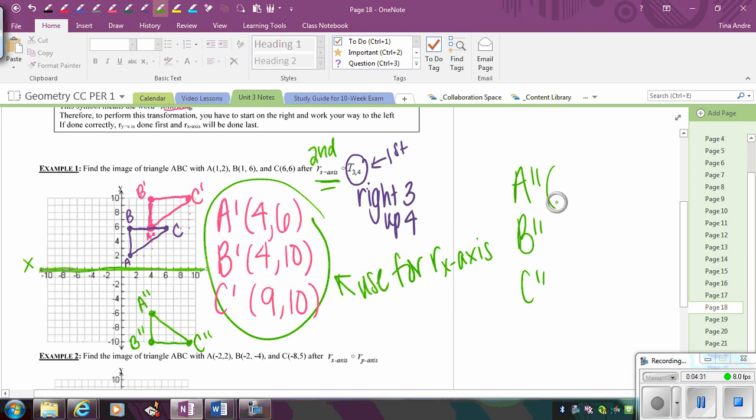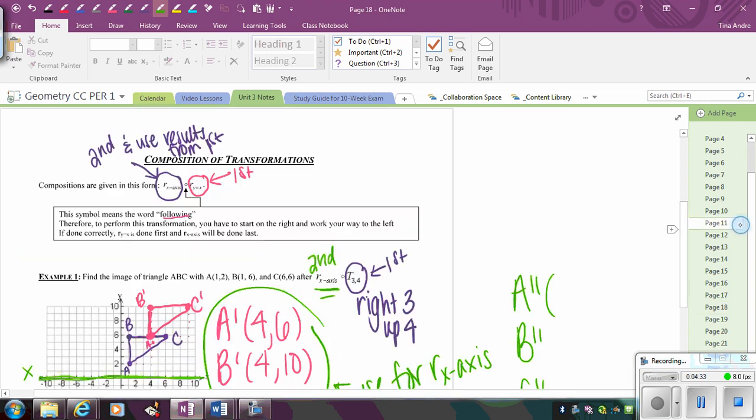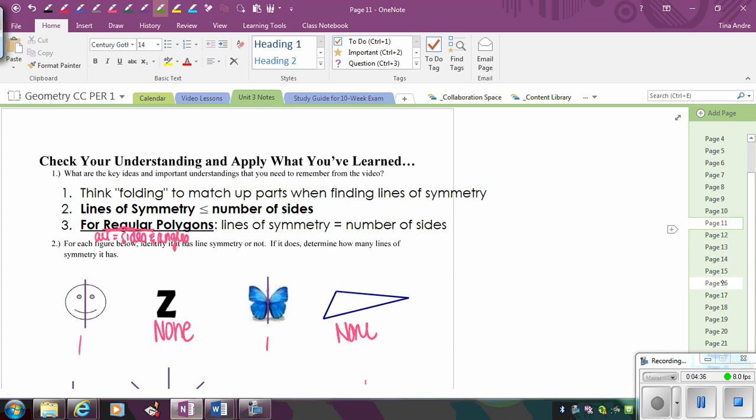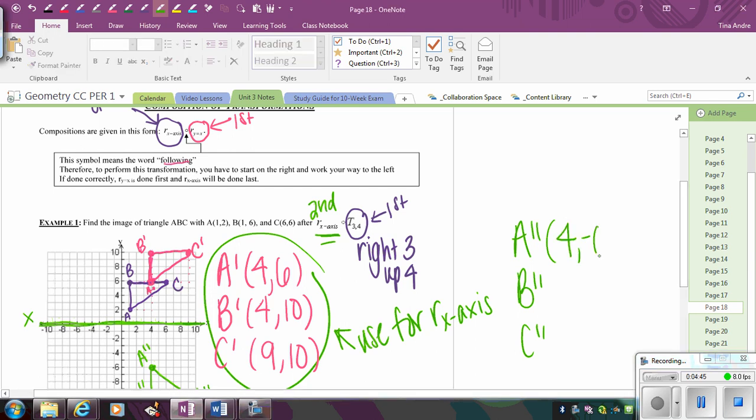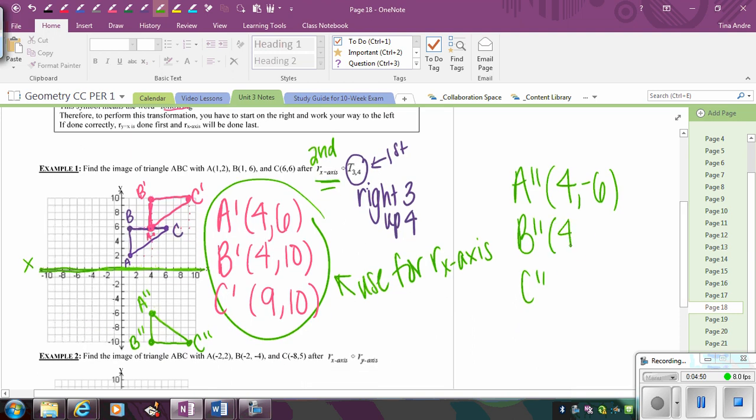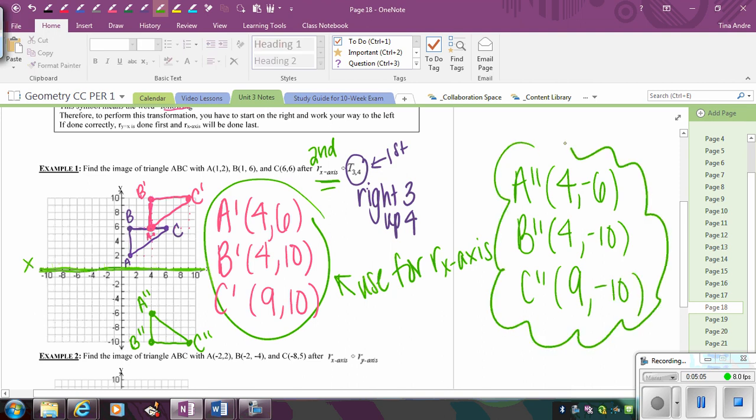So from here, I have A double prime is going to be 4, -6. And B double prime is going to be 4, -10. And C double prime is going to be 10, 9, -10. So those are my answers to the question.